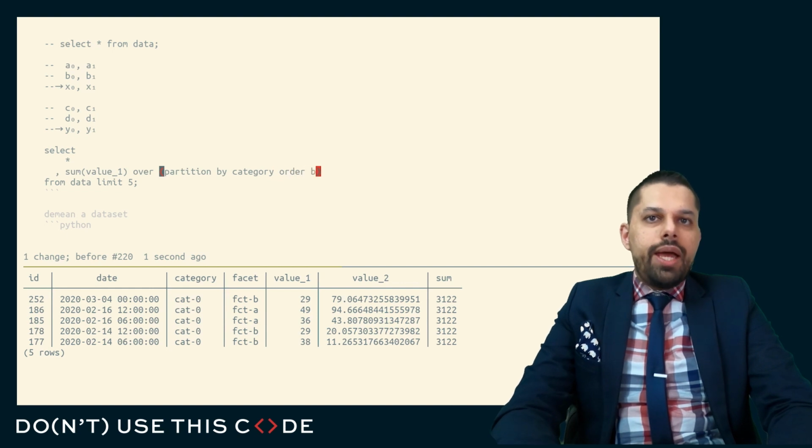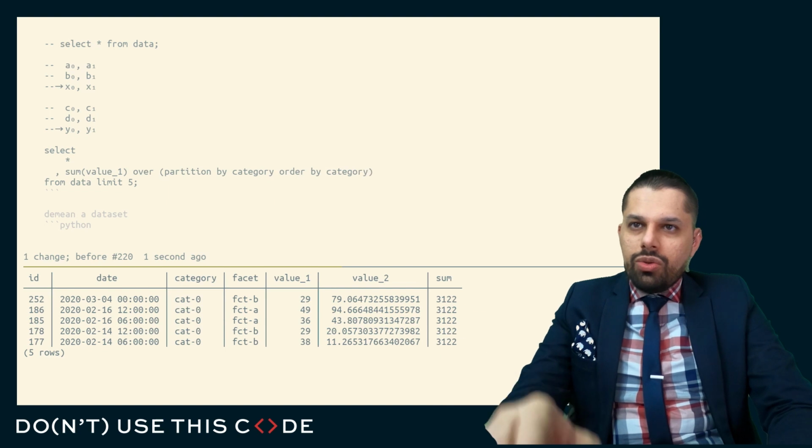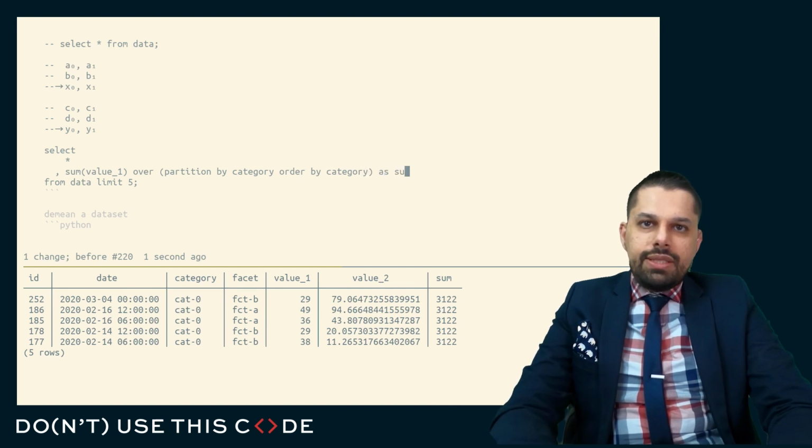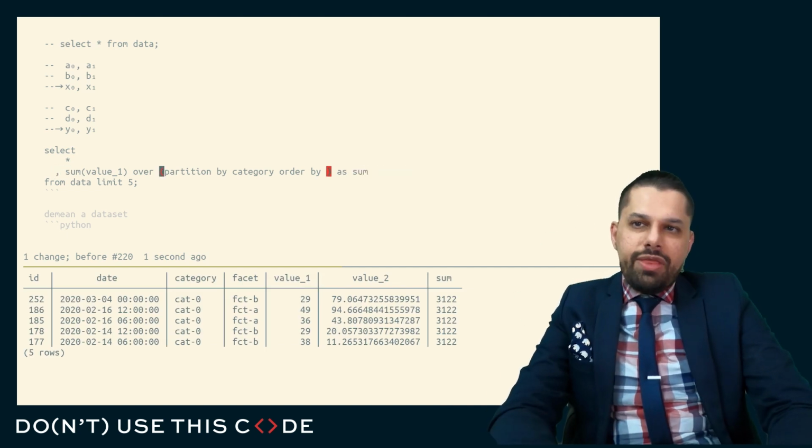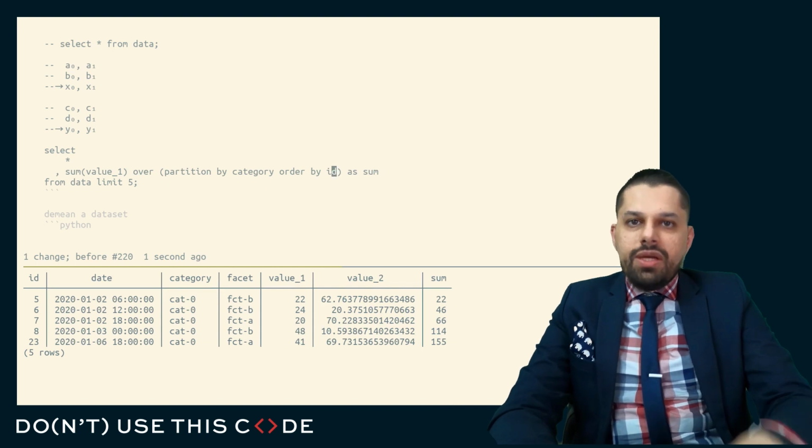But if we do an order by the category, this makes it an ordered window. And so let's call this as sum. And I guess this should be... So we partition by the category, order by the category. Oh, no, we want to order by the ID. Yeah, there we go. So you can see.